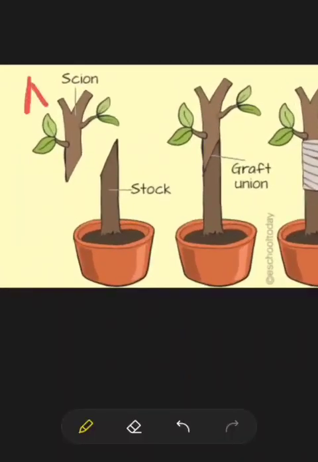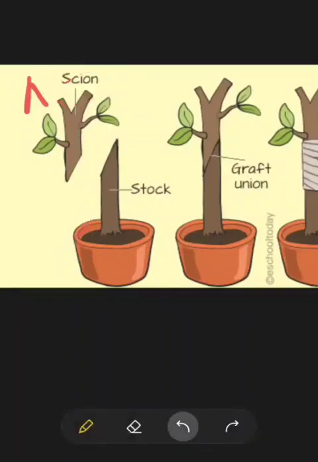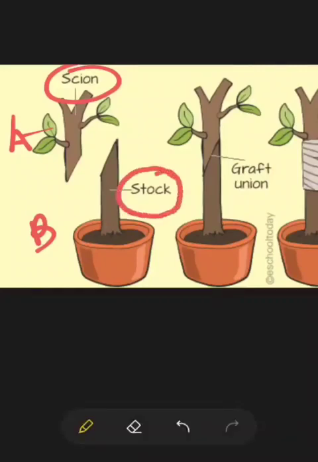So in this picture you can see that this is plant A and this is plant B. Plant A has a stem cutting, and it is known as scion. It is the stem cutting. Plant B has a part of the root which is known as stalk, okay.